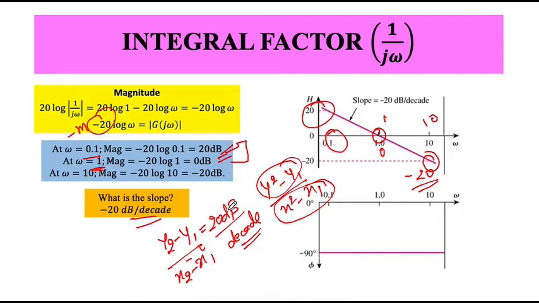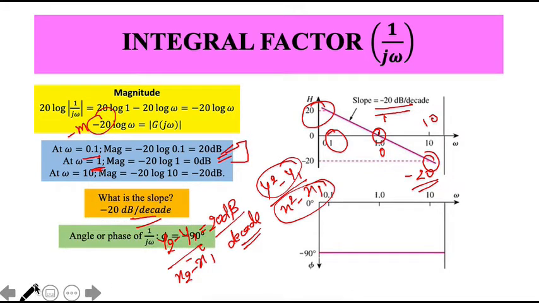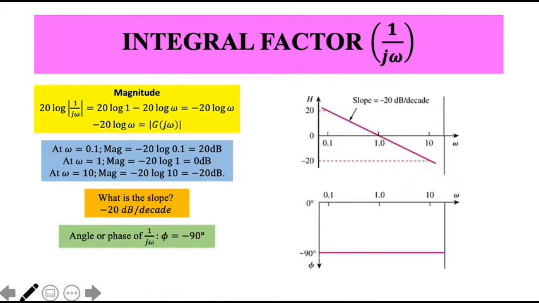So the magnitude looks like it has a minus 20 decibel per decade slope. Okay, what about the phase? I will just clear it. So what about the phase? Phi is minus 90.